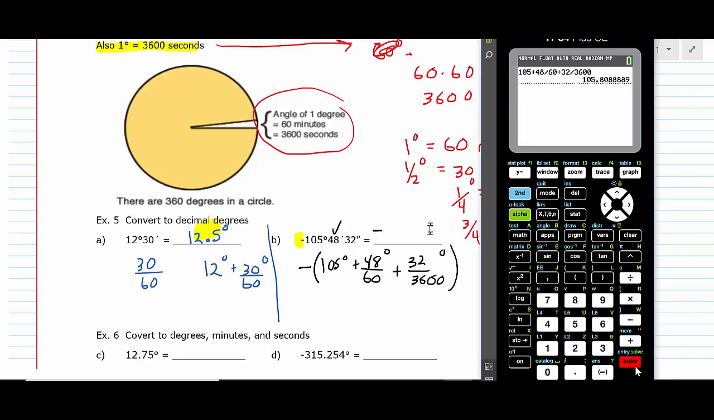Okay, and then you can round that off, so that's negative 105.81. Now I'm going to round that to 81. Okay, and round it off to whatever you want to round that off to, or what you're requested to round that off to. So that's it.